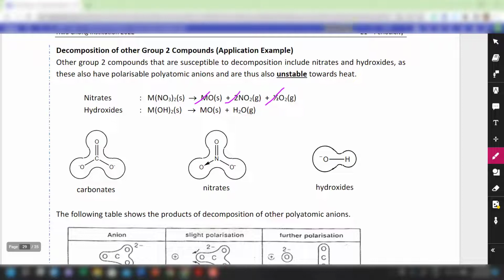I think earlier on, in one of the practical examples which I have performed in the lab, you will get to see the thermal decomposition of nitrates. I will provide you with the link below. You can take a look at the thermal decomposition of nitrate at your own leisure, or I can attach the video in this presentation.